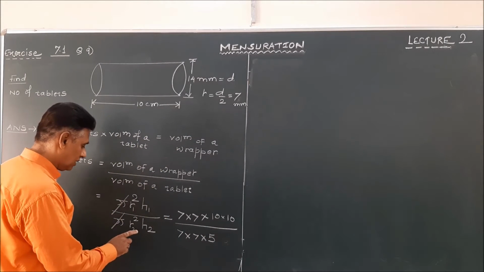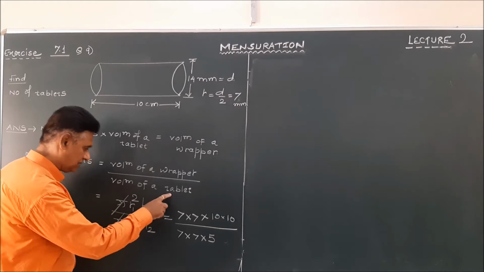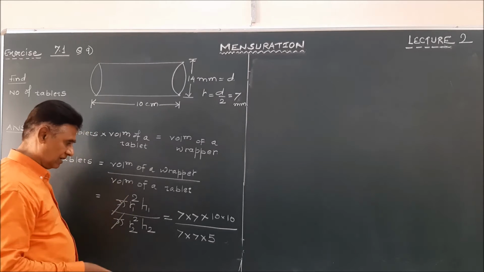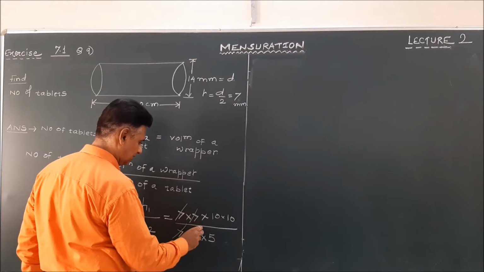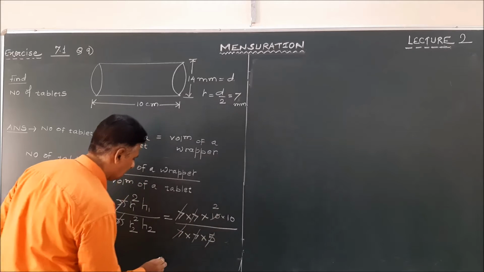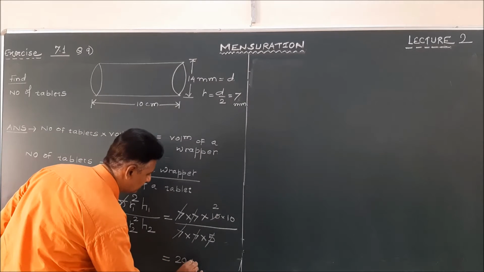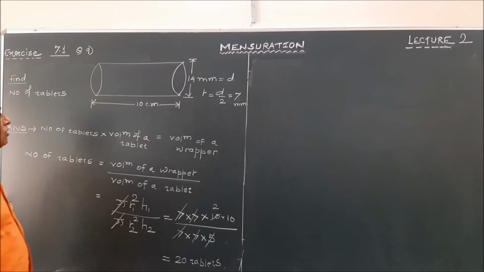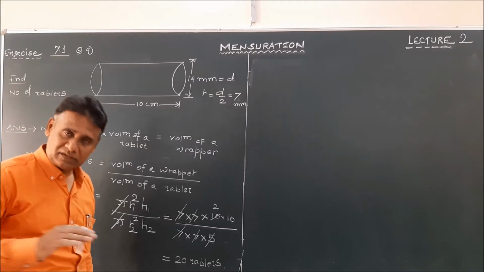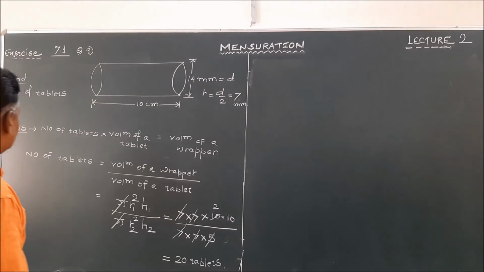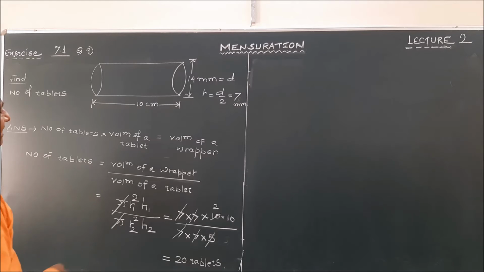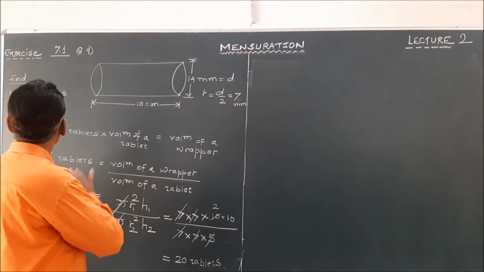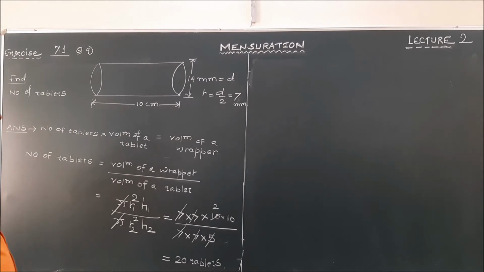R2, which is the radius of a tablet, which is 7. 7 into 7, that is r2 square. Height of the tablet is thickness. 7 7 gets cancelled, 7 5s are 35... 10 2s are 20 tablets. So please end your answer in a decent manner and say in a complete sentence that therefore the number of tablets that can be wrapped into this wrapper are 20. So this is how we finish question number 9.